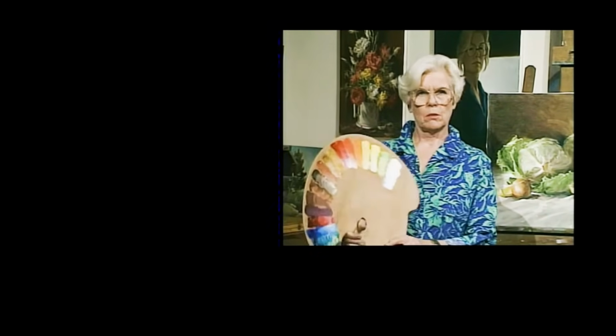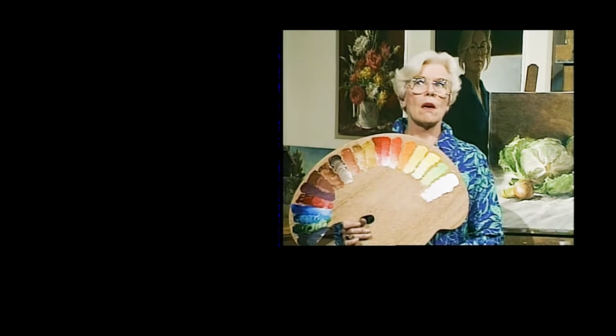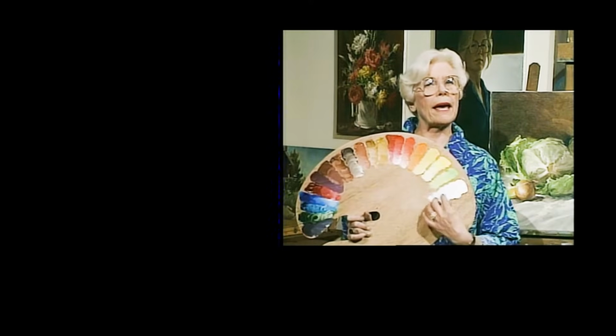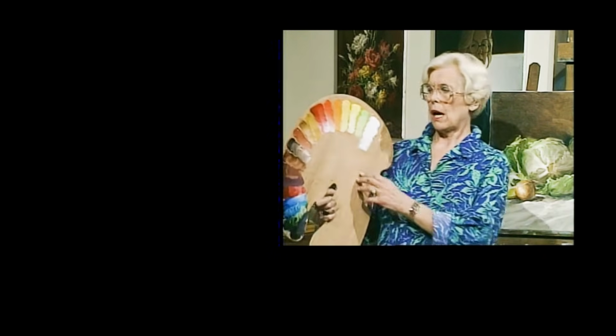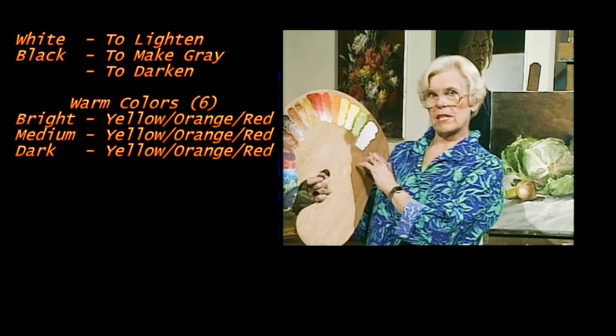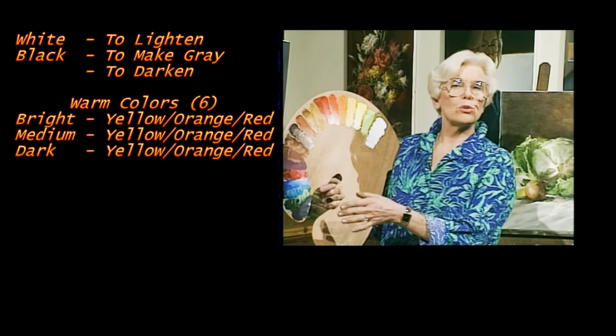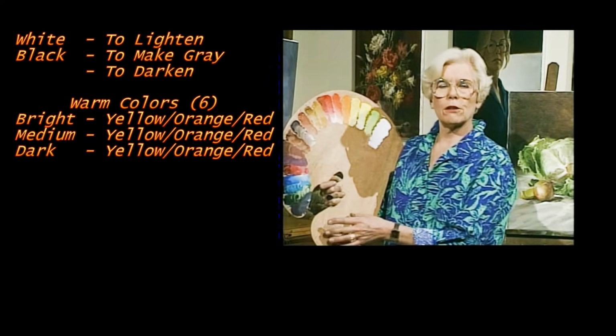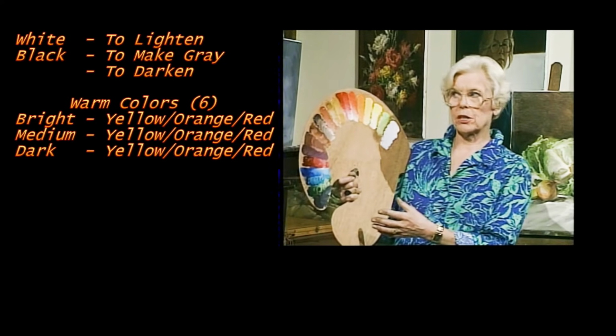But before I do, let me show you my palette of colors and tell you why I have it arranged this way. I have white to lighten the color, black to make gray when mixed with white, or black to use to darken a color further if I want it that much darker.